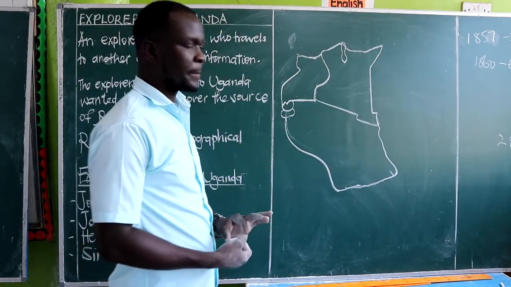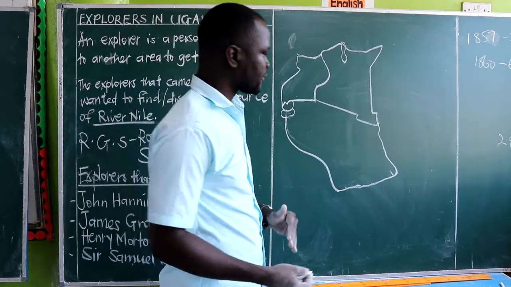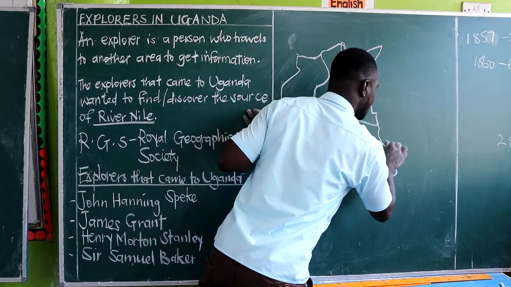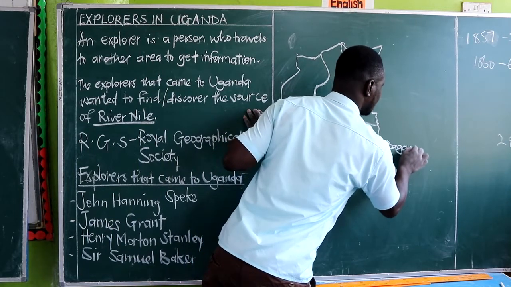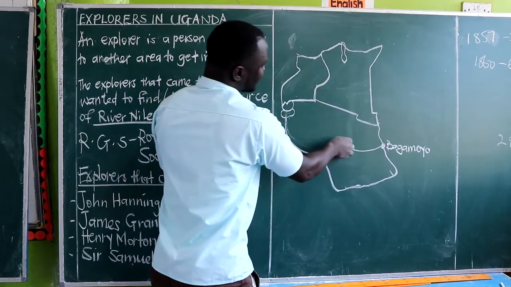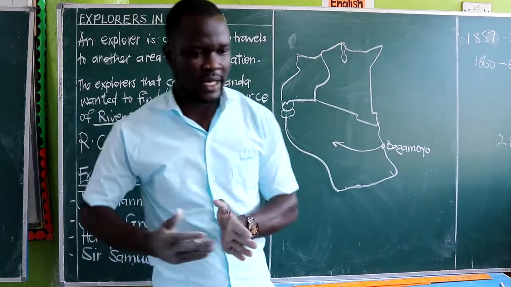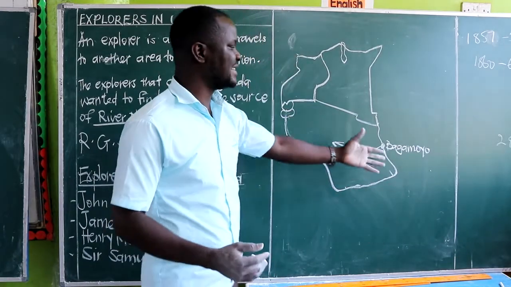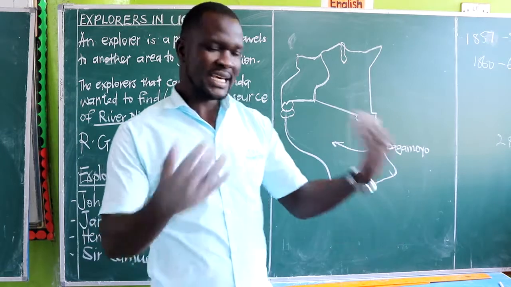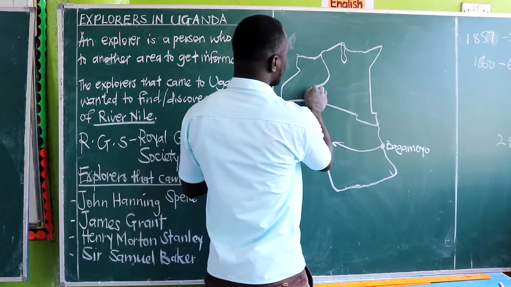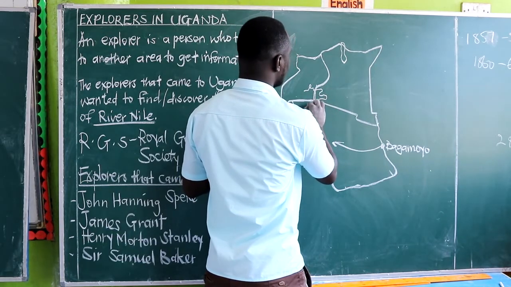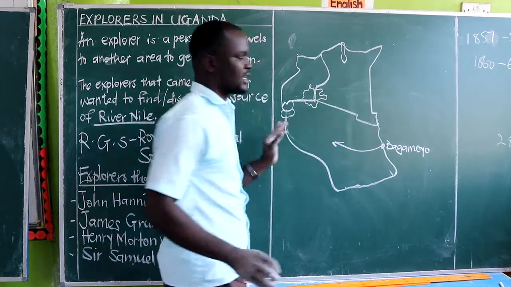Now, we shall say that when these people came, they entered through Bagamoyo mainland. Shall we have the Bagamoyo here? Bagamoyo. This was the main entry point, where they could enter what we call the interior. Interior means the inside part of it. So we are looking at a lake here. That is Lake Victoria. Remember, this is the one that has got the source.